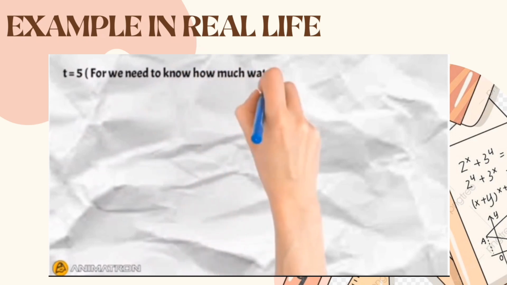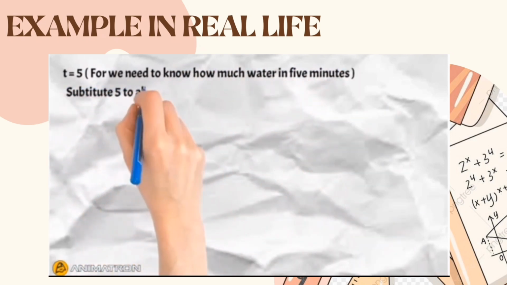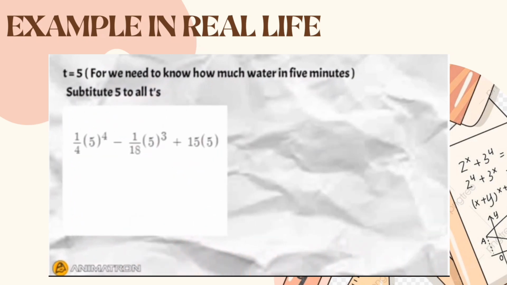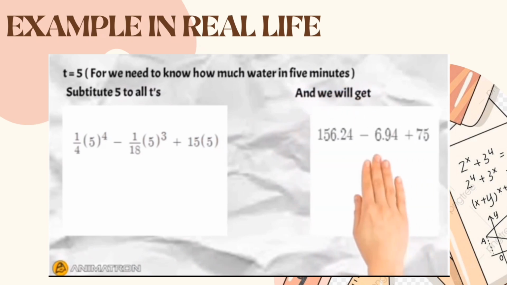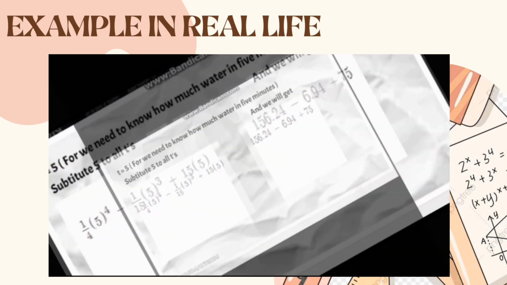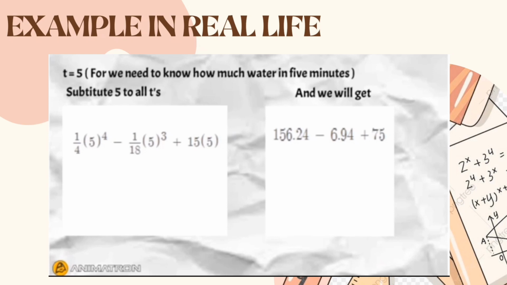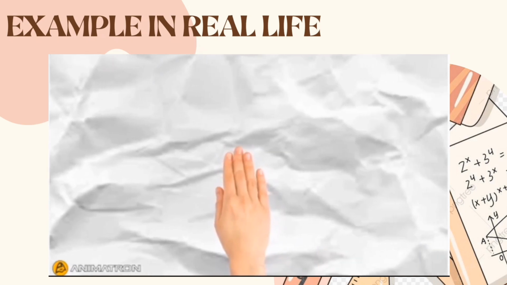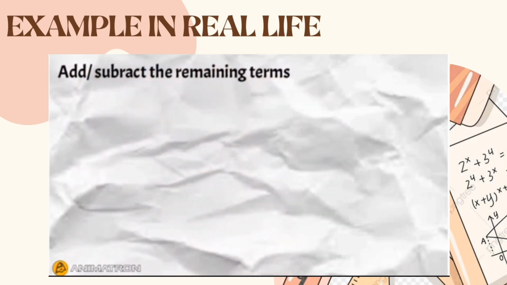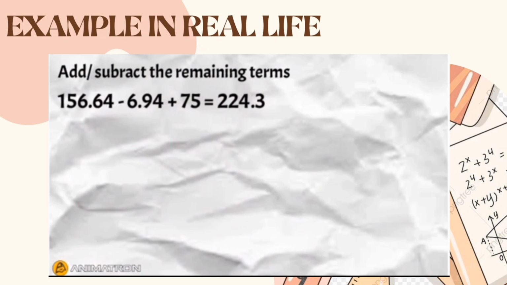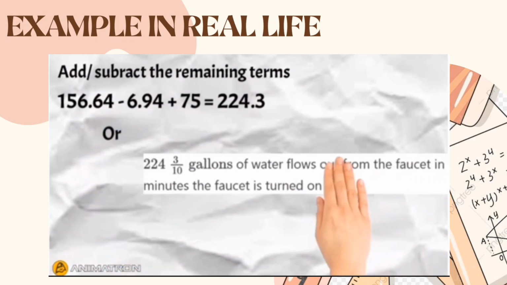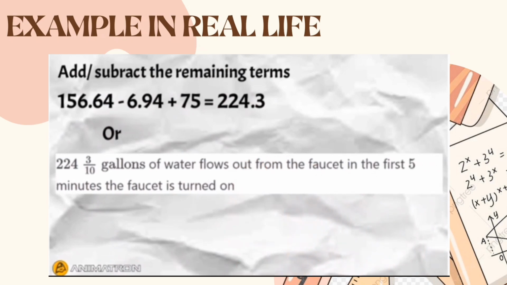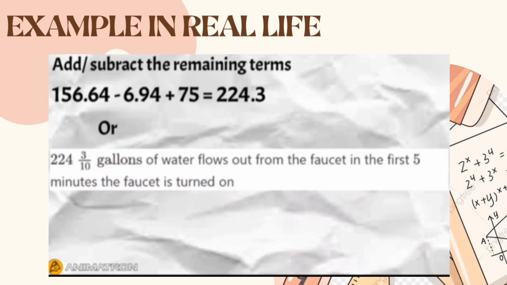After that, t equals 5, for we need to know how much water in 5 minutes. So we need to substitute 5 for all t. So 1/4 in bracket 5 to the 4, minus 1/18 in bracket 5 cubed, plus 1/2 in bracket 5 squared. And we will get 156.25 minus 6.94 plus 12.5. Then add and subtract the remaining terms, which is 156.25 minus 6.94 plus 12.5, equal to 161.8, or about 162 gallons of water flows out from the faucet in the 5 minutes the faucet is turned on.